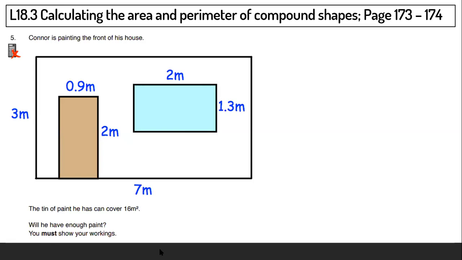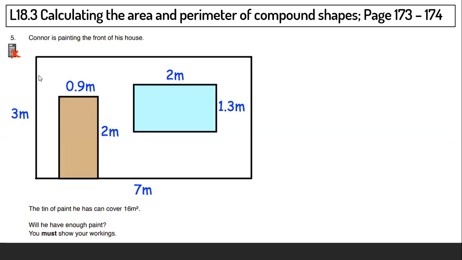Connor was painting the front of his house. The tin of paint he has can cover 16 meters square. Will he have enough paint? You must show your working. Does he have enough paint? Now, what does he actually want from you in this question?